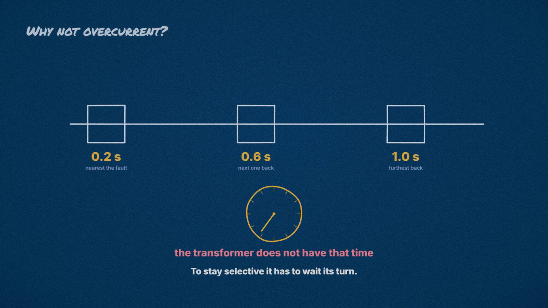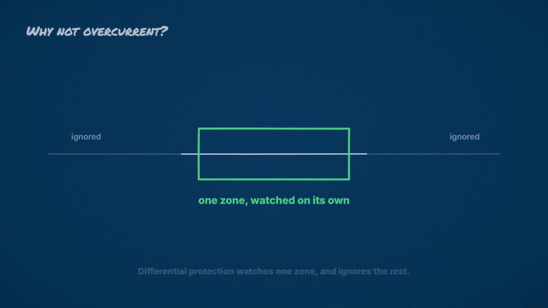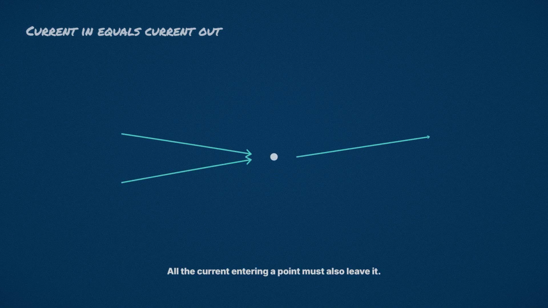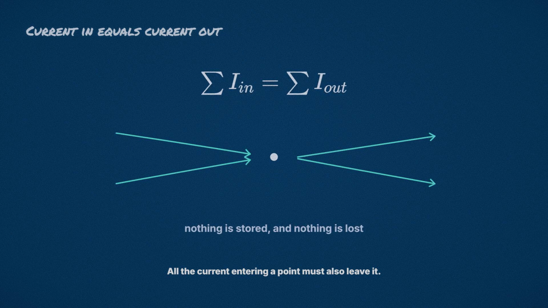Differential protection removes the waiting. It watches one zone and it ignores everything outside that zone. So how does it know where the zone ends? The whole method rests on one law. It is Kirchhoff's current law, which means all the current entering a point must also leave it.